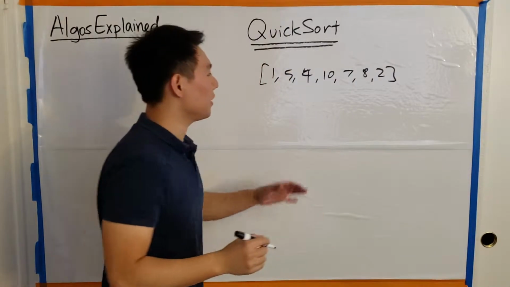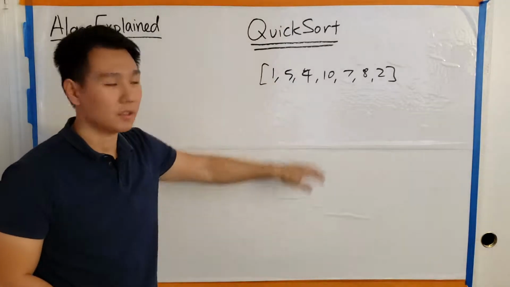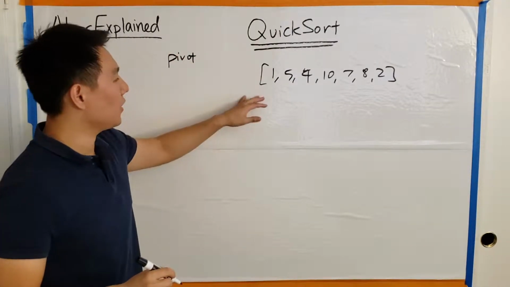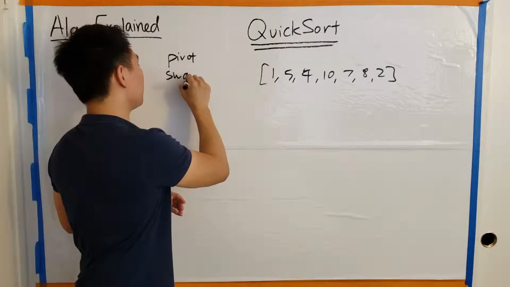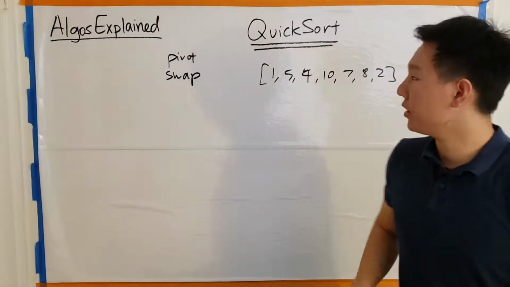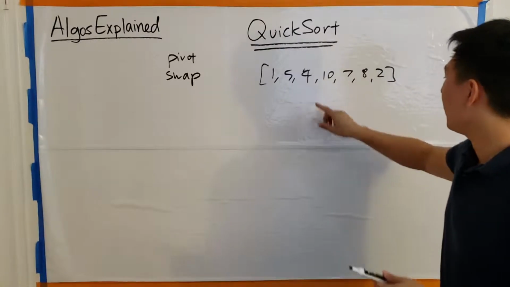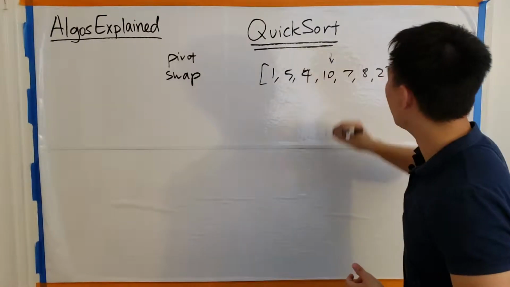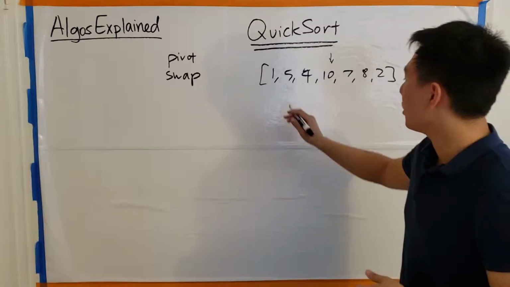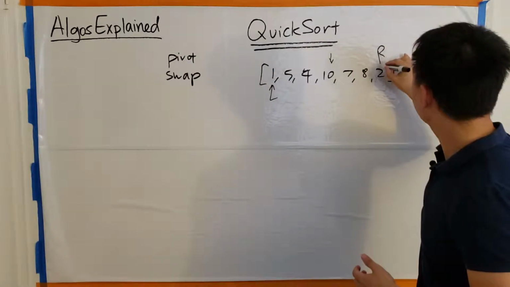Okay, and so the main concepts behind QuickSort are that you have a pivot point, so let's write that down. Pivot. You have a pivot and you swap. The idea behind QuickSort is that you would pick a number, pick a pivot point. Say we pick 10 as our pivot point, and we'll have two pointers that will go from the left and the right. So say this is a left pointer and this is a right pointer.